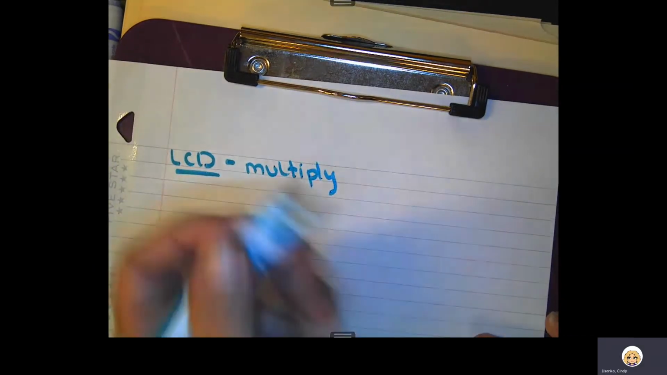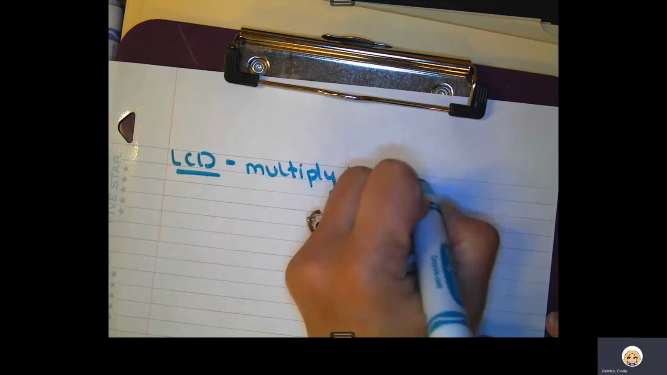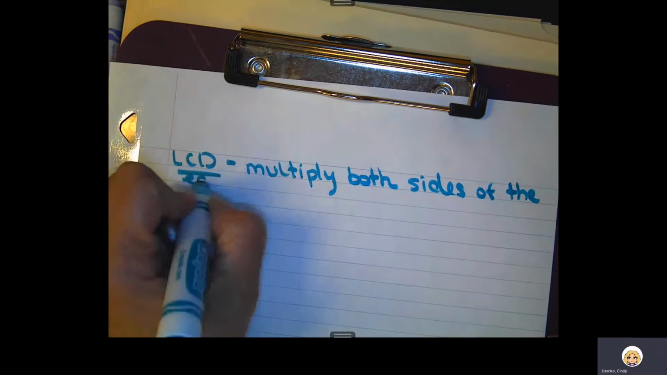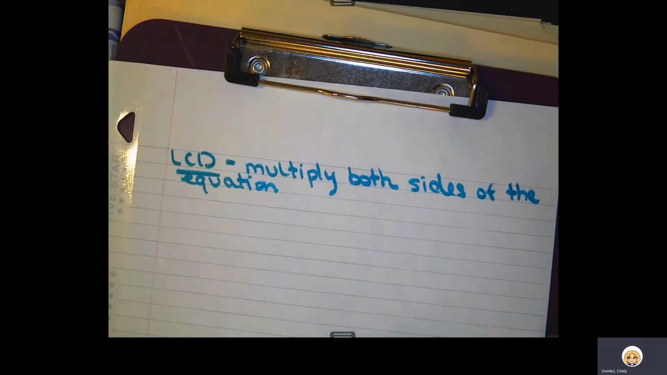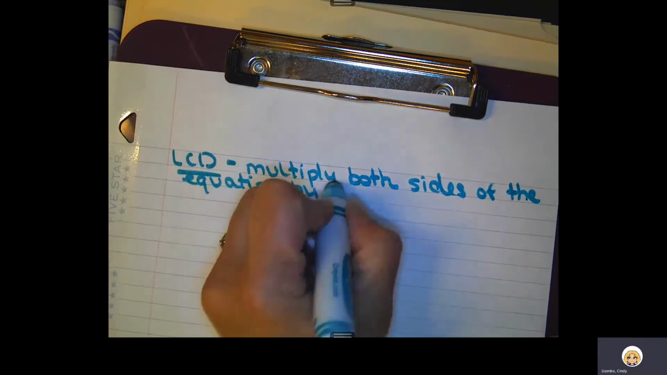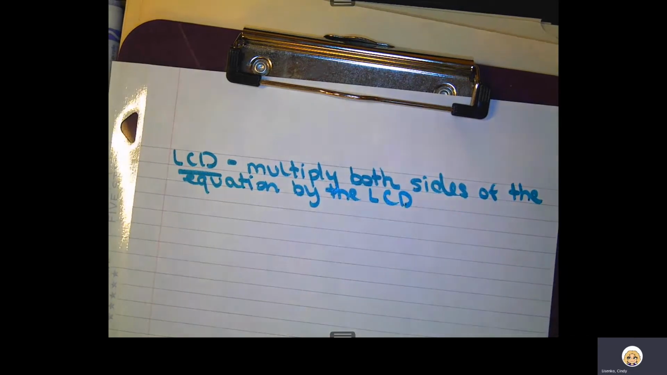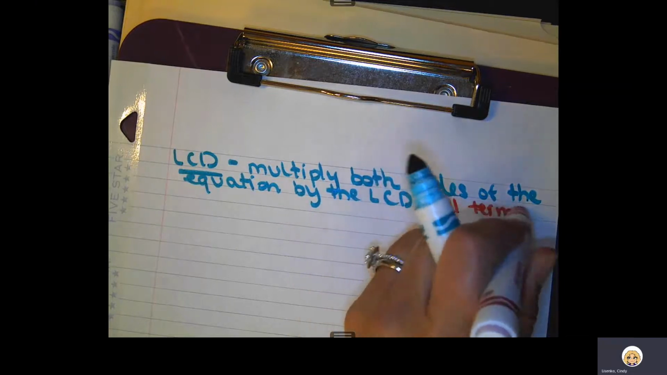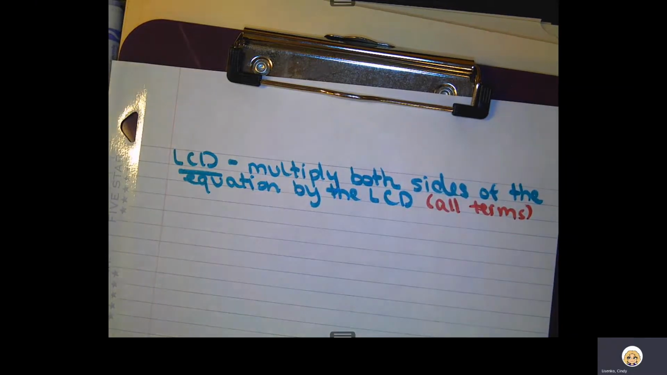So what we would do is we would multiply both sides of the equation by the LCD. And by both sides, I mean every single term. So I'm going to put in parentheses all terms, because you're going to see that I'm going to be distributing in a second.